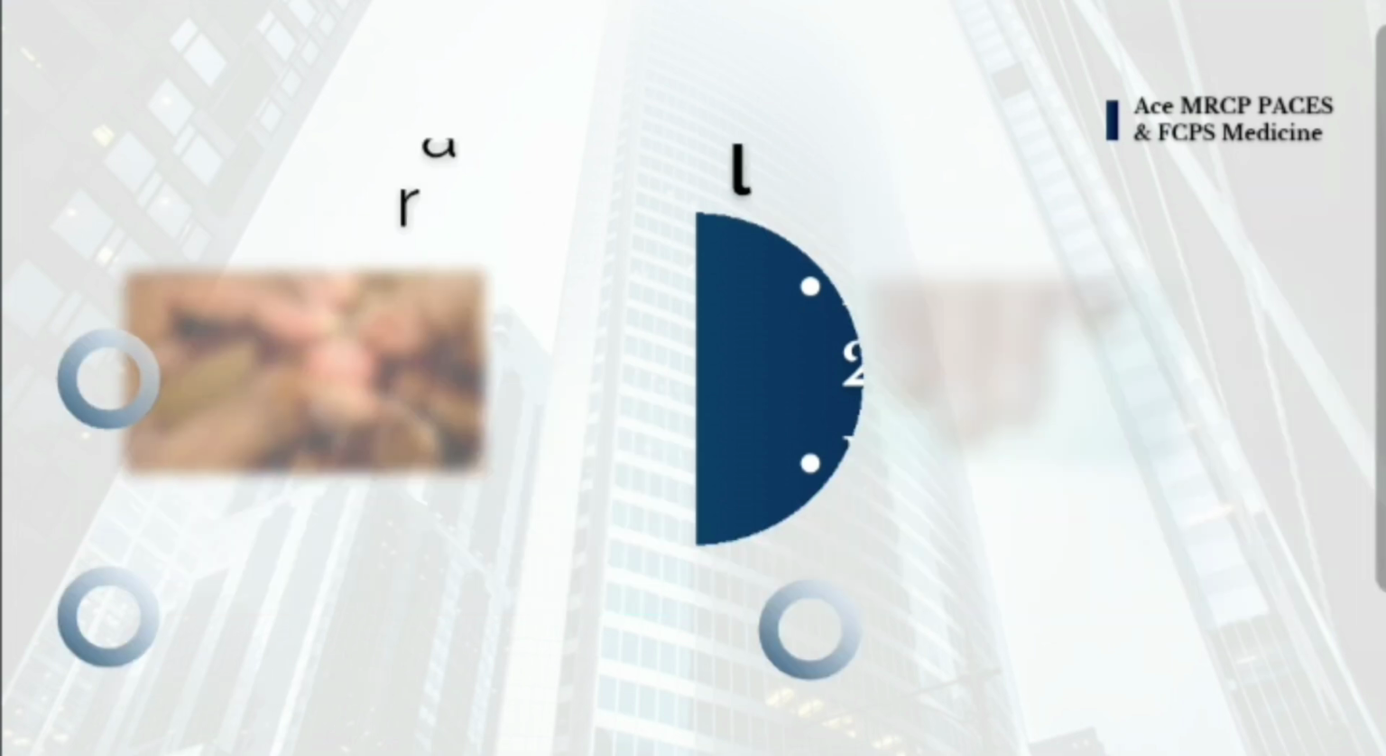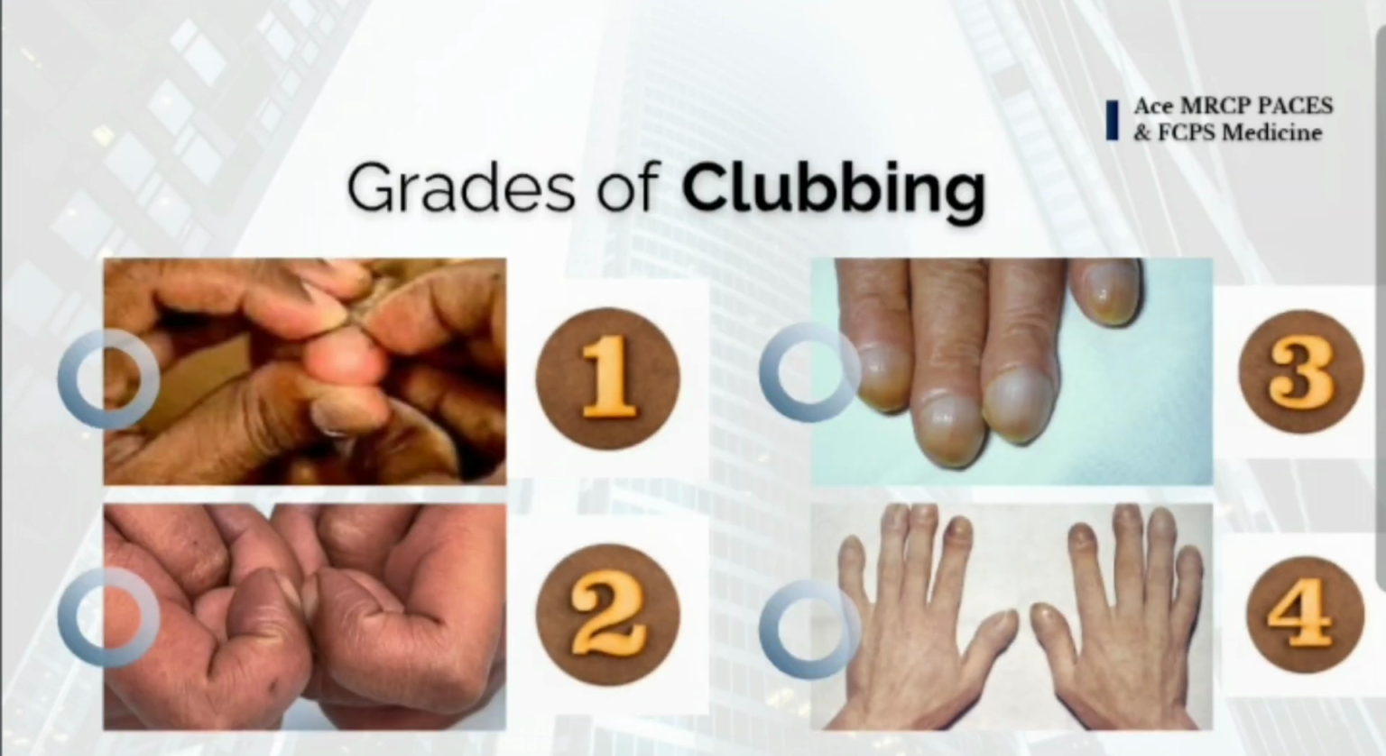Now let's discuss the grades of clubbing. There are 4 grades of clubbing. What happens in grade 1? There is increased glossiness and cyanosis of the skin at the root of the nail, which is associated with increased fluctuation at the base of the nail bed.